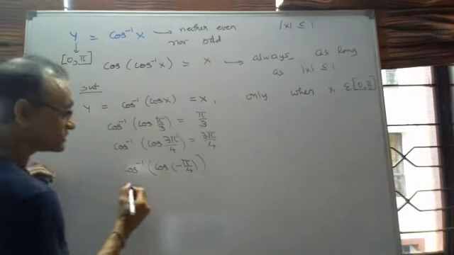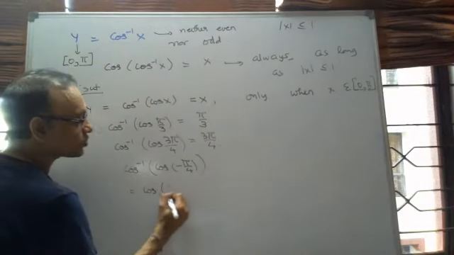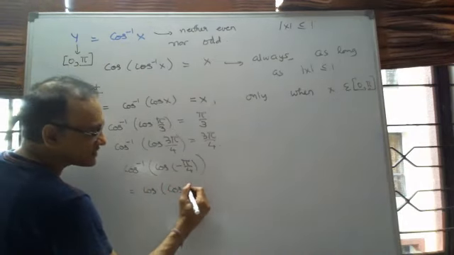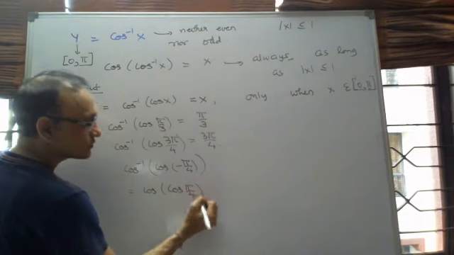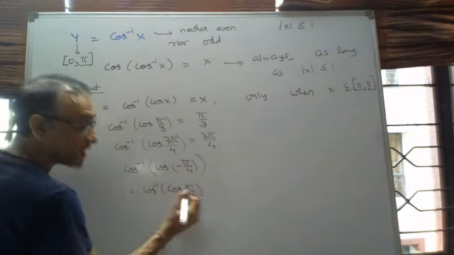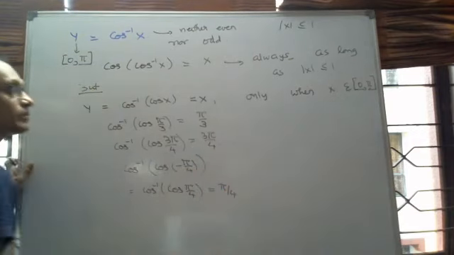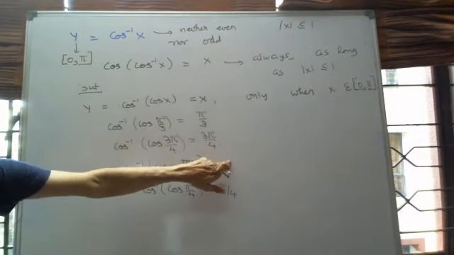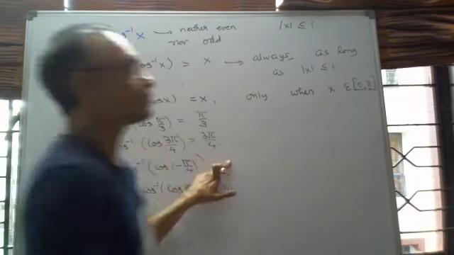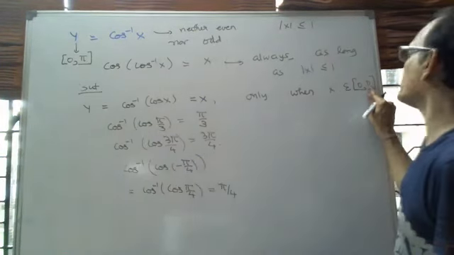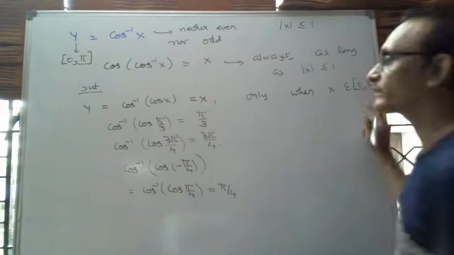Now what I'll have to do is write this as cos inverse of cos of minus pi by 4, and cos of minus theta is cos theta. So cos of pi by 4, and pi by 4 belongs to that interval, so this will be pi by 4. It will not be minus pi by 4, because minus pi by 4 doesn't belong to 0 to pi. It doesn't come in the principal value.